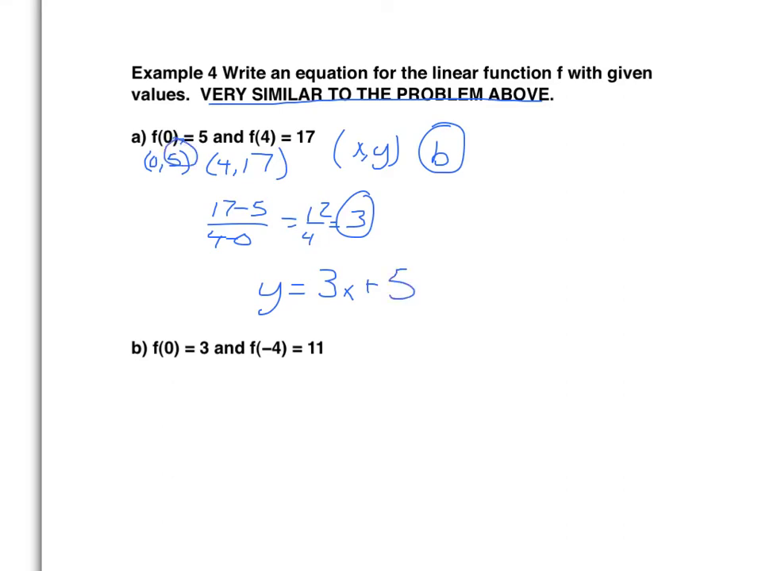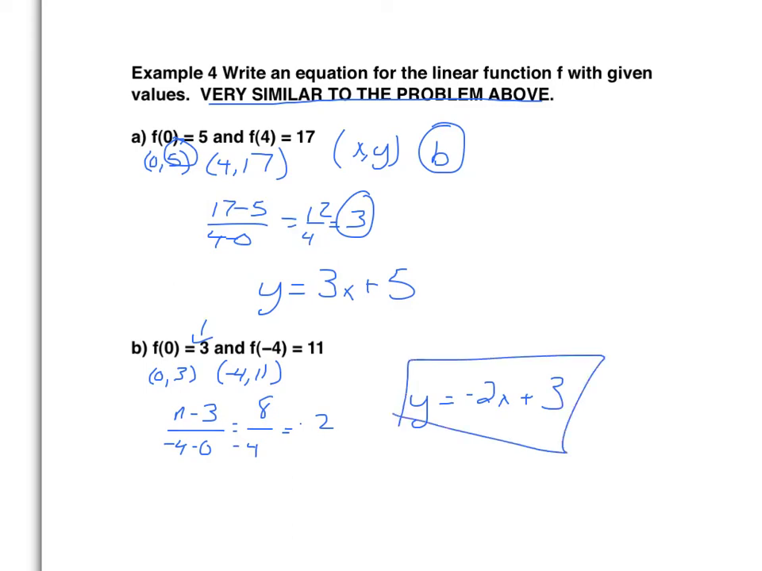Again, try the other one on your own. I'm going to go ahead and start, and then you guys can take a crack at it. 0, 3, and then I have -4, 11. 11 minus 3 over -4 minus 0. 11 minus 3 is 8 over -4. I get -2. There's my slope. I write my answer. Y equals -2x plus 3. Again, every one of your answers in the homework today is going to be function notation of some kind or slope formula, stuff like that.